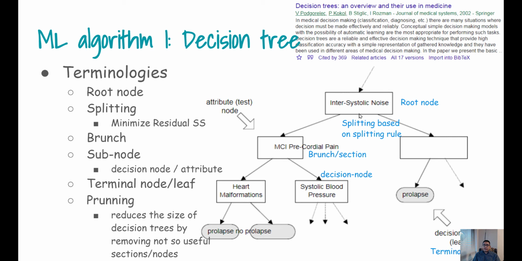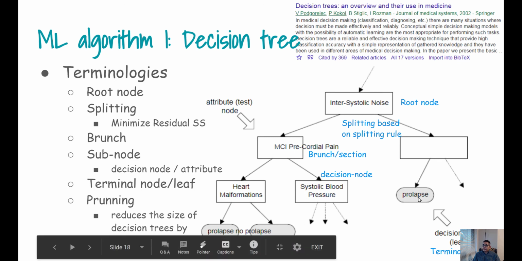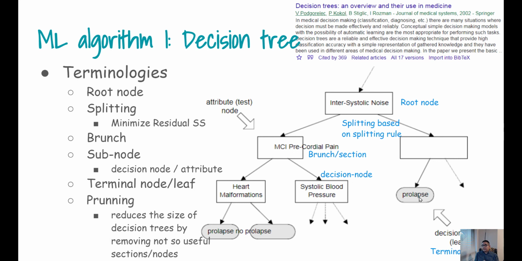and that will lead us to partition of these additional nodes. And these additional nodes can be known as daughter nodes or branches or subnodes, and at the end of the decision you will see this is the end of the decision, and that node is known as the terminal node or the leaf.